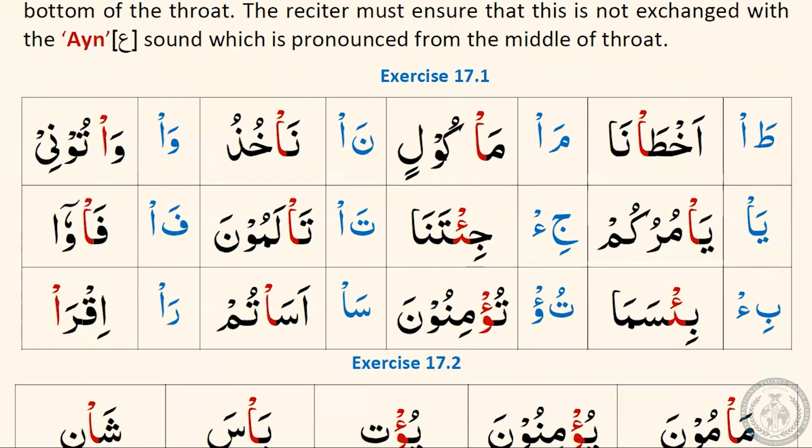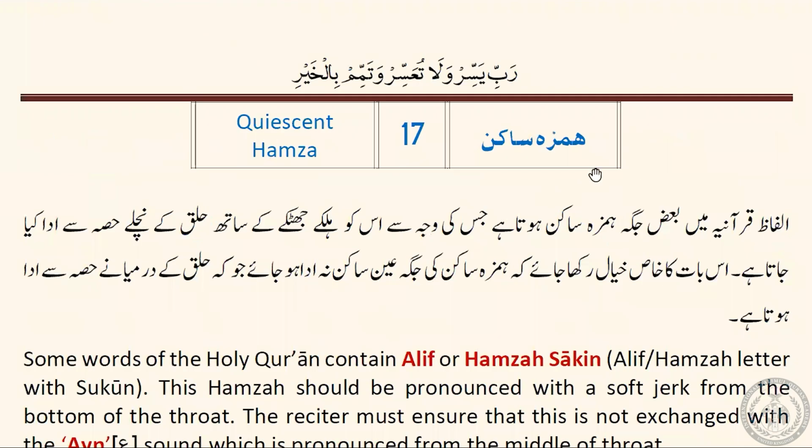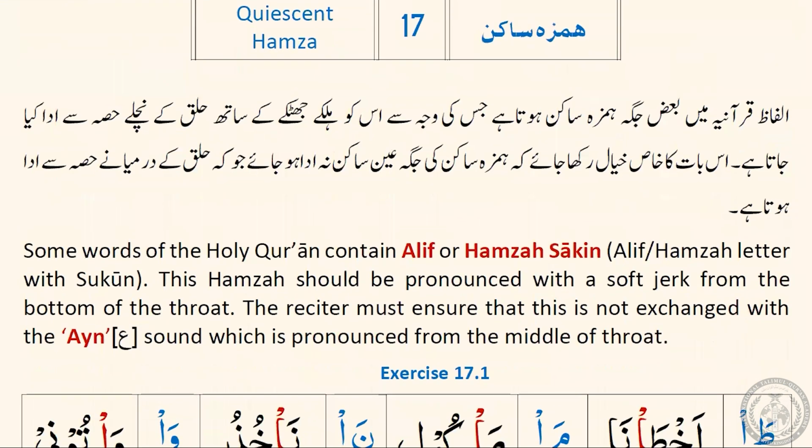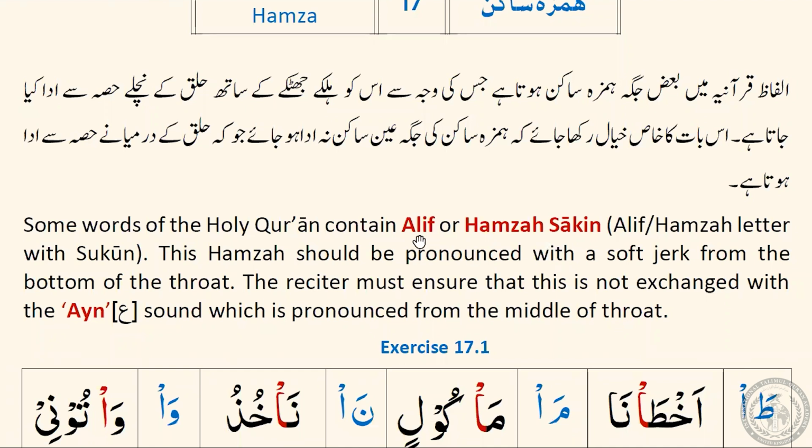So let's look at the rule. As I mentioned, we're looking at Hamza Sakin, or in English, a quiescent Hamza. Now what is that? Basically, in the Holy Quran, there are some Alif or Hamza Sakin letters. That means there is just an Alif or a Hamza and there is a sukun on top of it. So you can have either an alif or a hamza, and then on top of it, there is a sukun. That's what we call an alif or a hamza sakin letter.